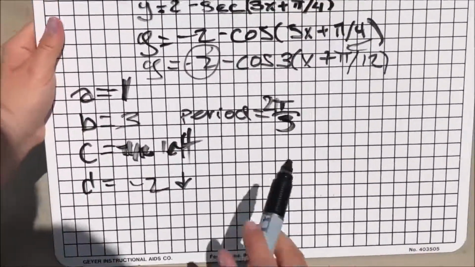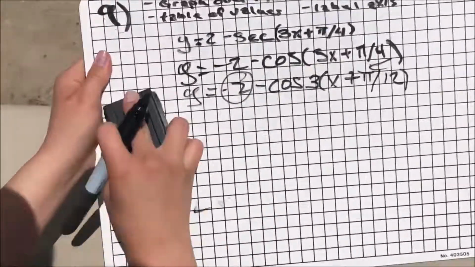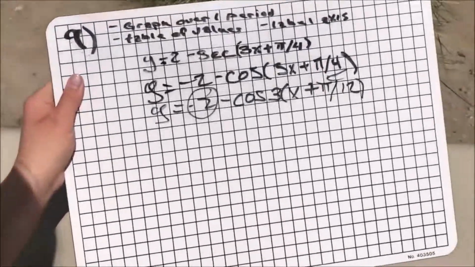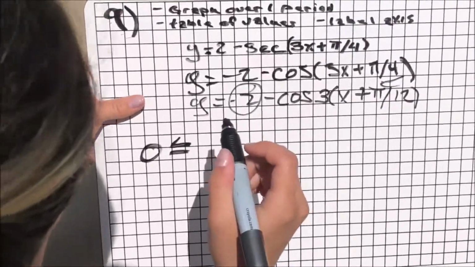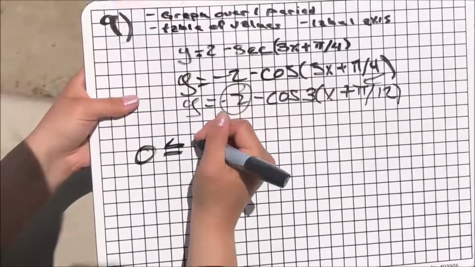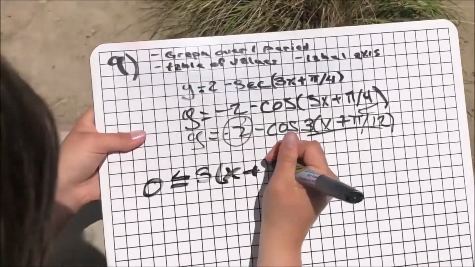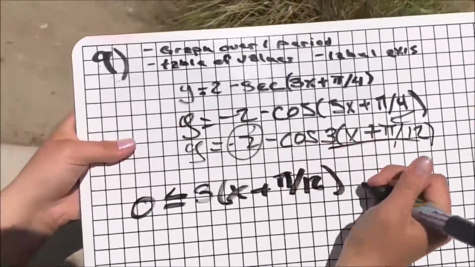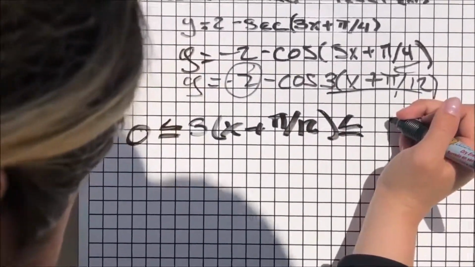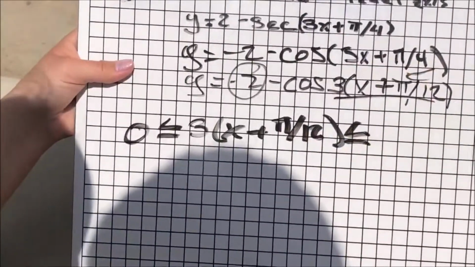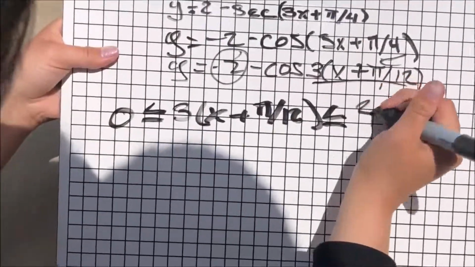So now we set up the equation. Let me erase this real quick. The equation. We put 0 less than or equal to this, which is 3x plus pi over 12, and then once again we put the period, which was 2 pi over 3, right?